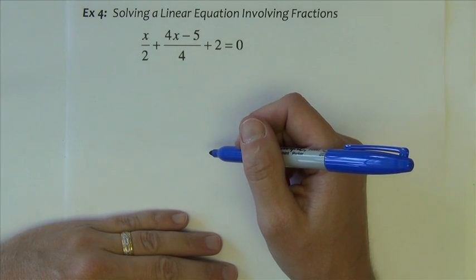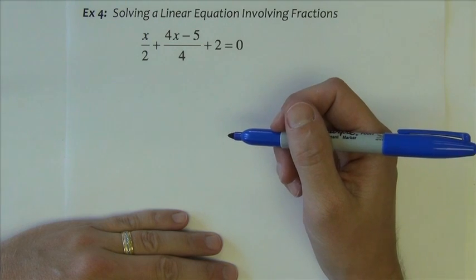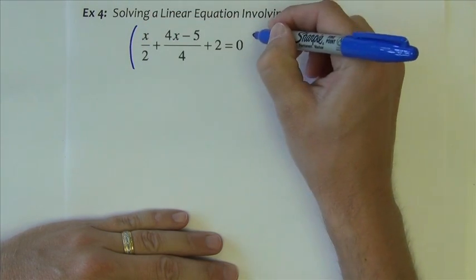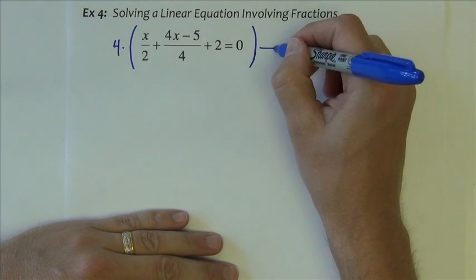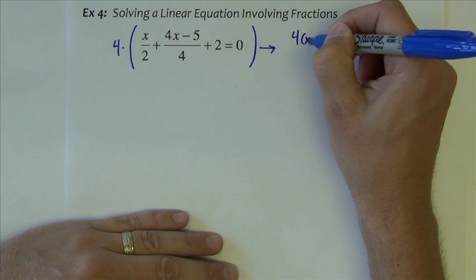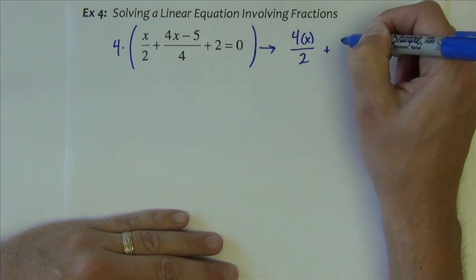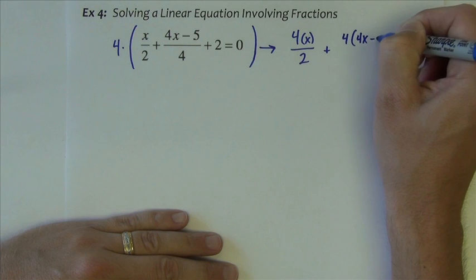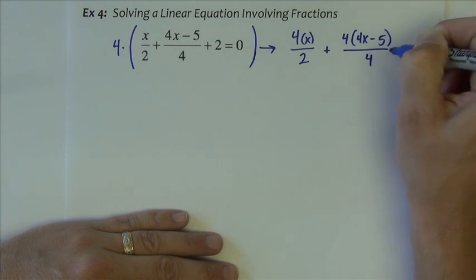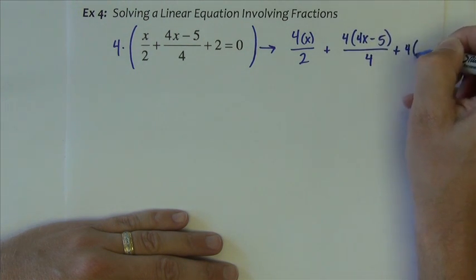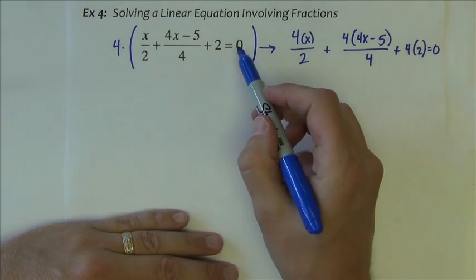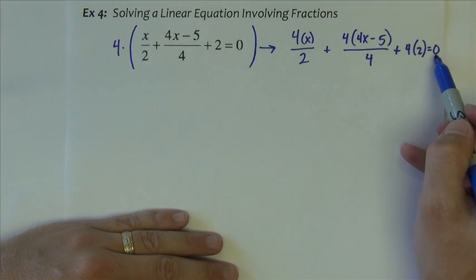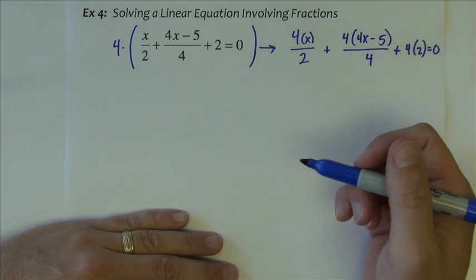This next example is another one that involves fractions. We can just see another one at work. I begin by multiplying everything by the least common denominator, which would be 4. So the equation becomes 4 times x over 2 plus 4 times (4x minus 5) over 4 plus 4 times 2 equals, it's going to be 0 on this side. This 0 should be multiplied by the 4 also, but I'm just kind of running out of room on my paper here, so I'm just going to leave it 0. This would be the result anyway.